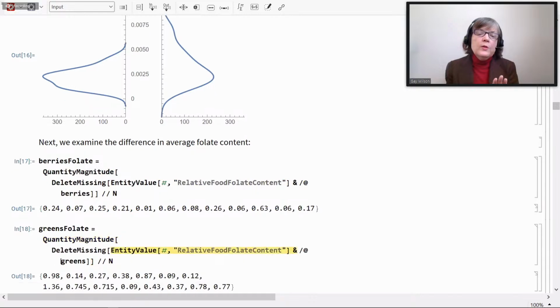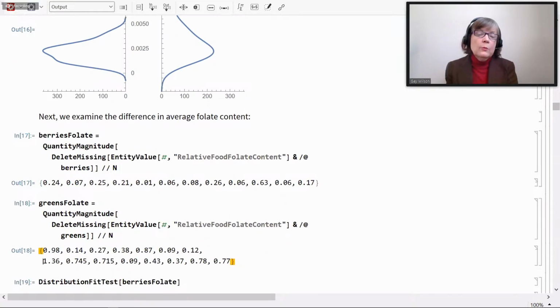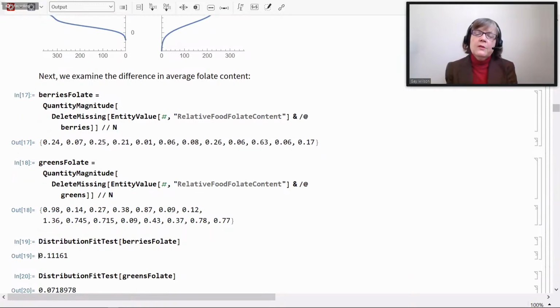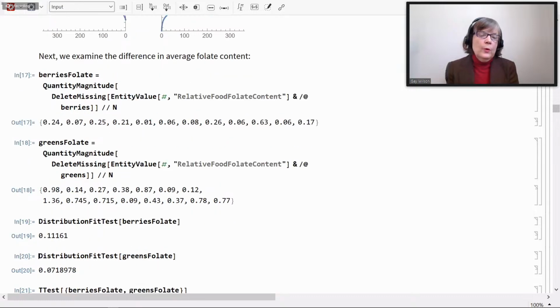Next, we're going to examine that folate. We talked about looking at the folate difference in berries versus greens, right? I'll show you. I went ahead and ran the data. We used quantity magnitude just like we did before. And I've pulled that, you can see my property that I'm pulling, relative food folate content for each of those groups.